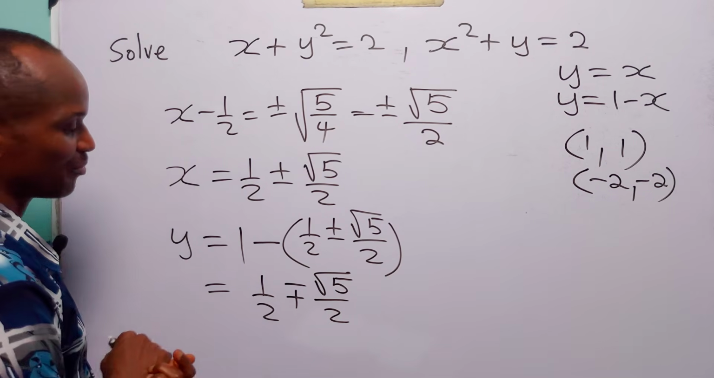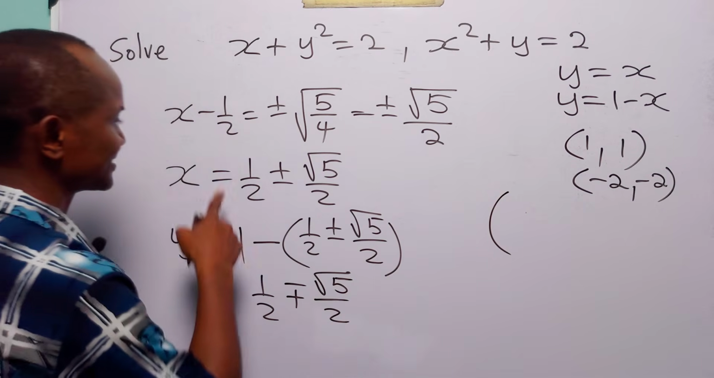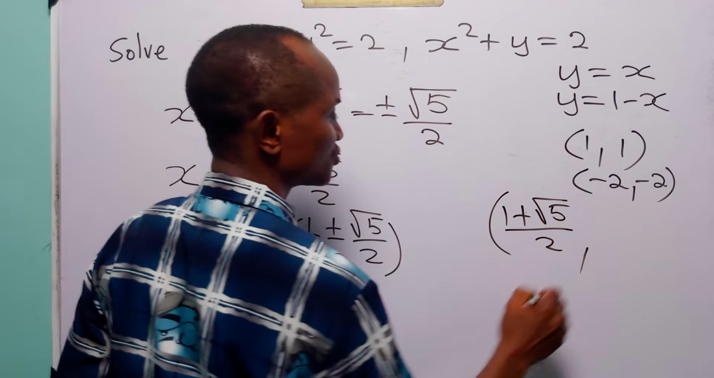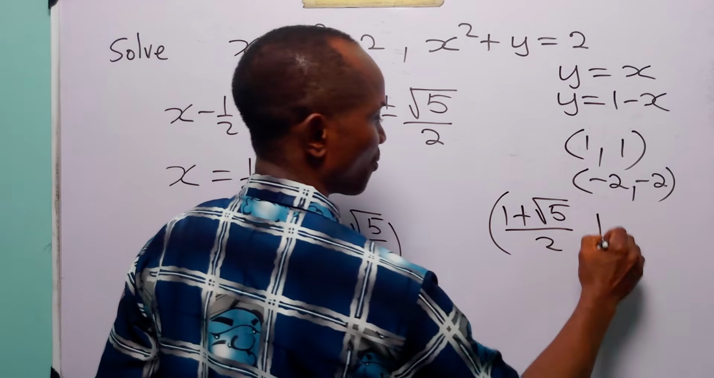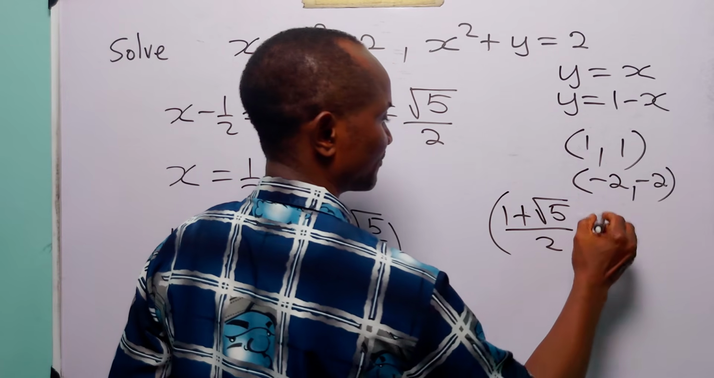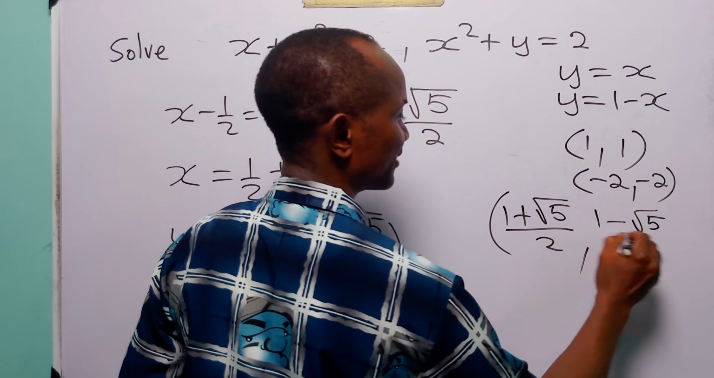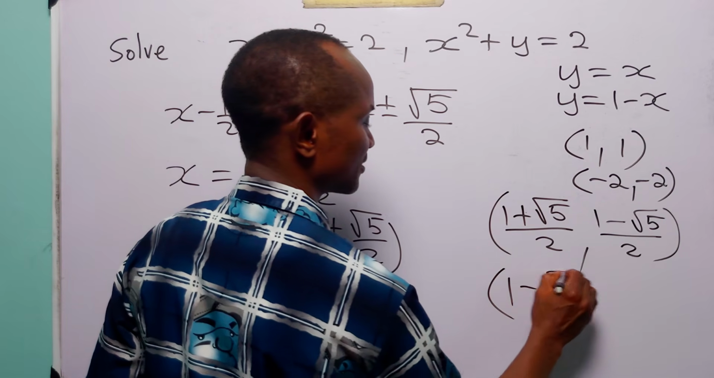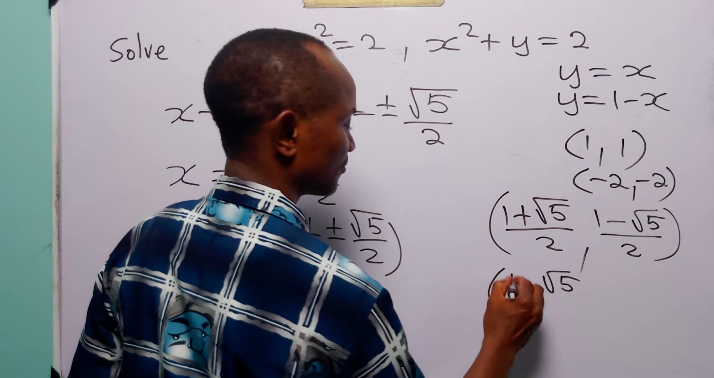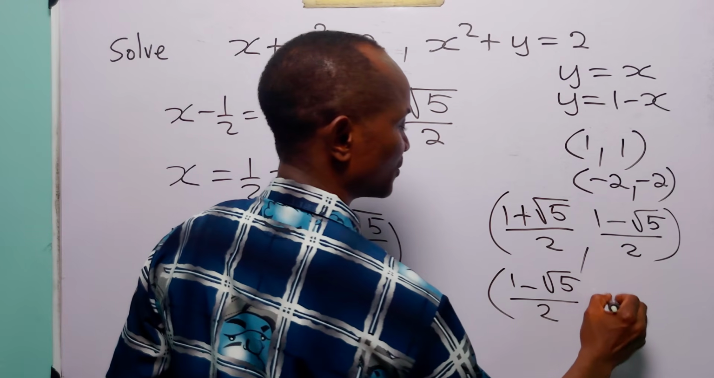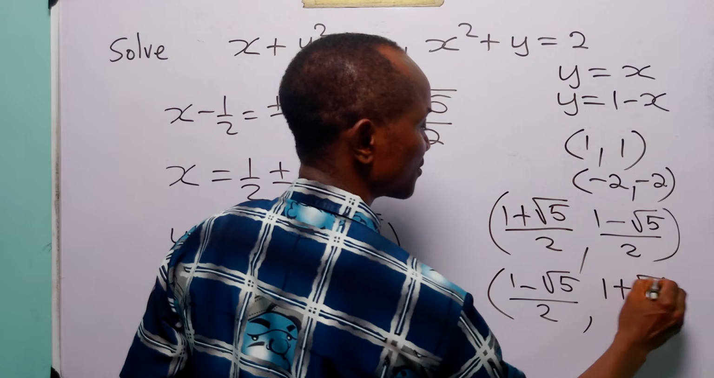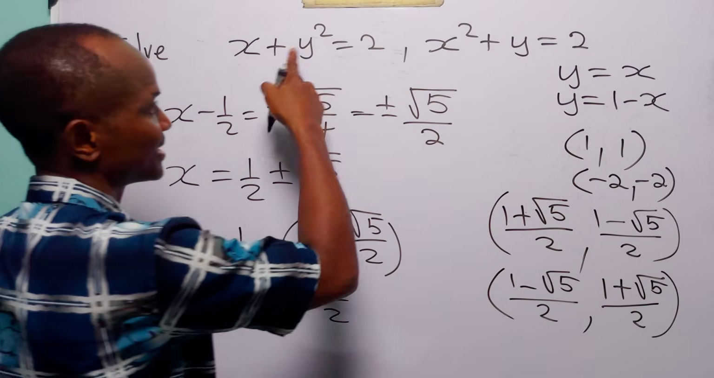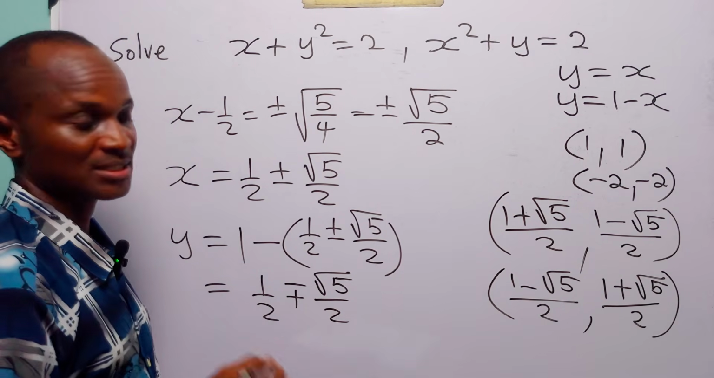So we have two more pairs of points. When x is 1 plus root 5 over 2, y will be 1 minus root 5 over 2. And when x is 1 minus root 5 over 2, y will be 1 plus root 5 over 2. So these are the 4 points that satisfy these two simultaneous equations.